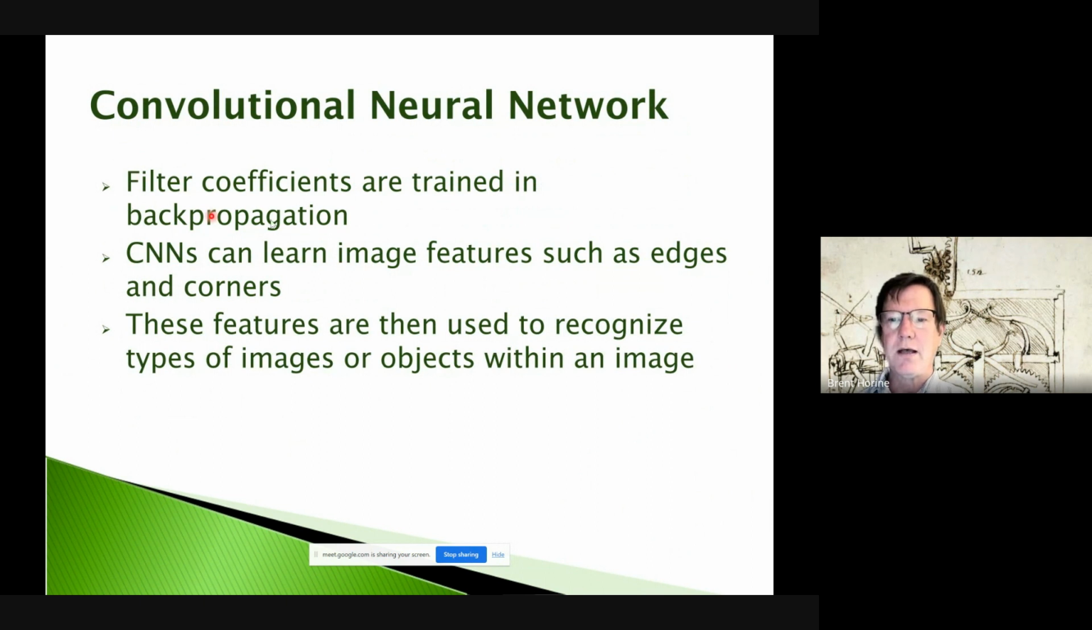So as I said, the filter coefficients are trained in the backpropagation process, and CNNs can learn image features such as edges and corners, and then these features are used to recognize types of images or objects within an image. Right. So as you start to add these layers, you're taking all those pixels and trying to reduce those into features.